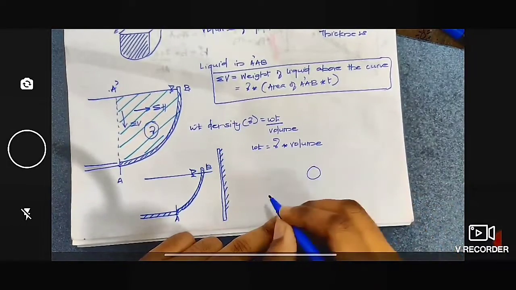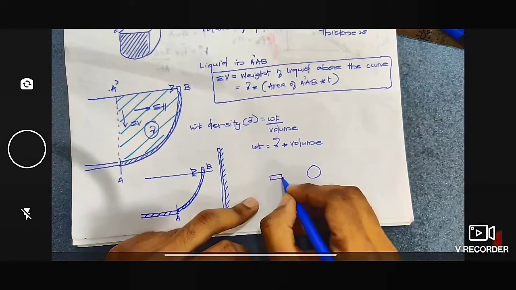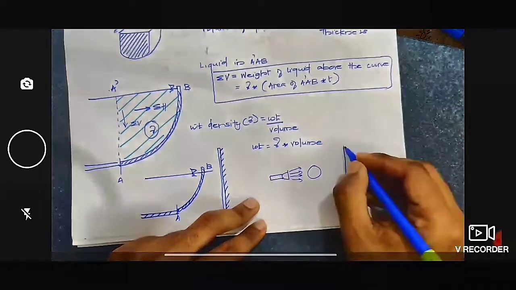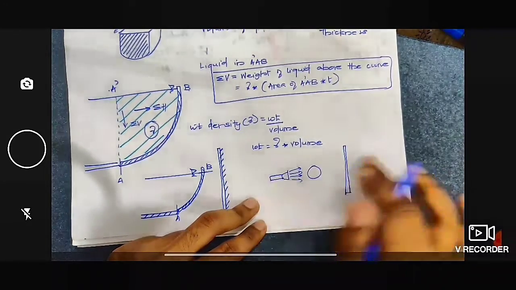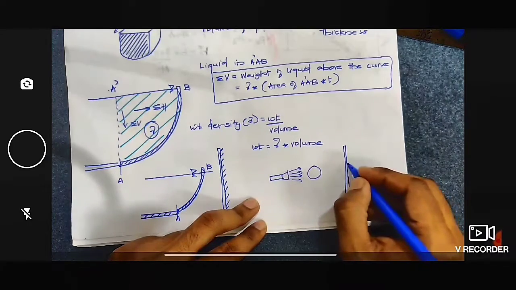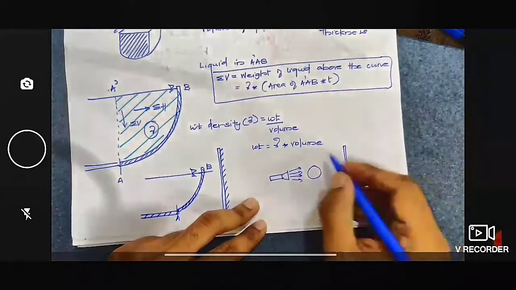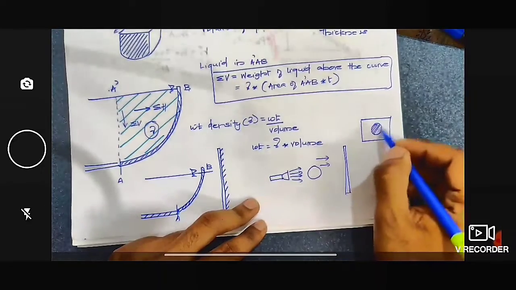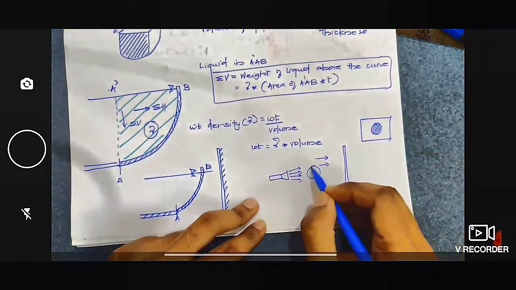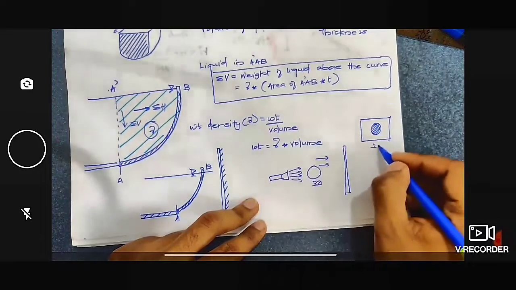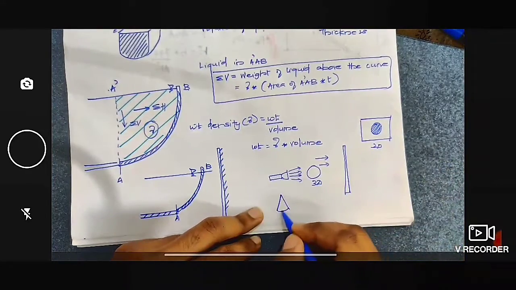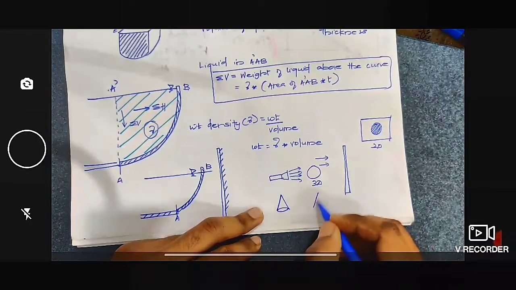Just assume that you have a sphere like this and you are using a torch light to illuminate it, and you are projecting it to a vertical screen. What you'll obtain on the screen is a circle. So when you are viewing from this side, you'll be seeing a dark circle here. That means the vertical projection of a sphere, which is 3-dimensional, is a circle in 2 dimensions. Similarly, if you are projecting a cone, what will you obtain? You'll obtain a triangle.